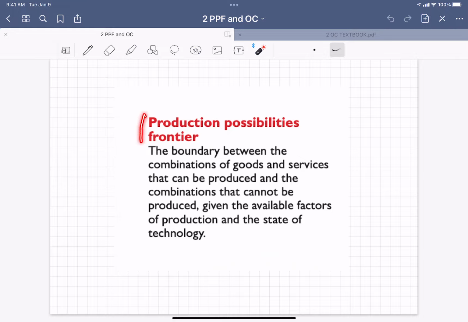But with the production possibility frontier, at least in the beginning, the way we're going to use it, we're going to assume that those factors are fixed, as it says in the definition, given the available factors of production. Given meaning that there's a certain amount and it's not changing, at least for now. And then we can analyze the boundary between the combinations of goods and services that can be produced and the combinations that cannot be produced.